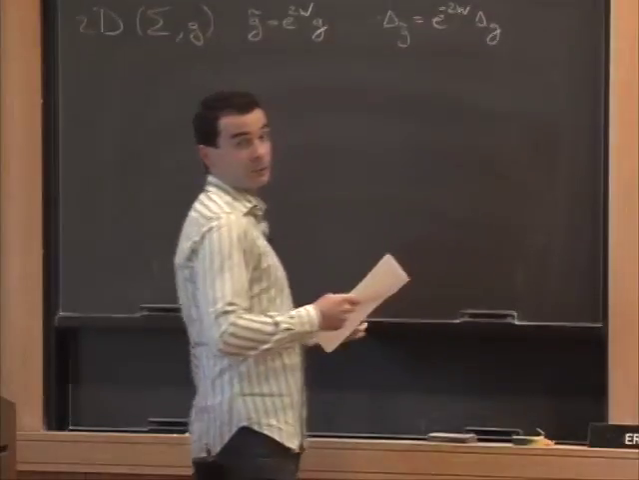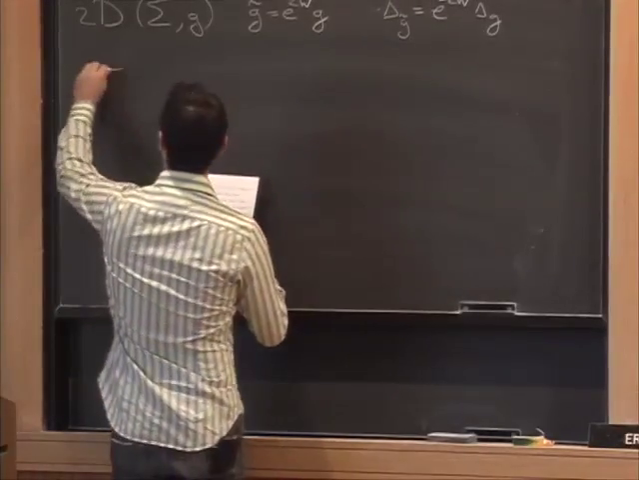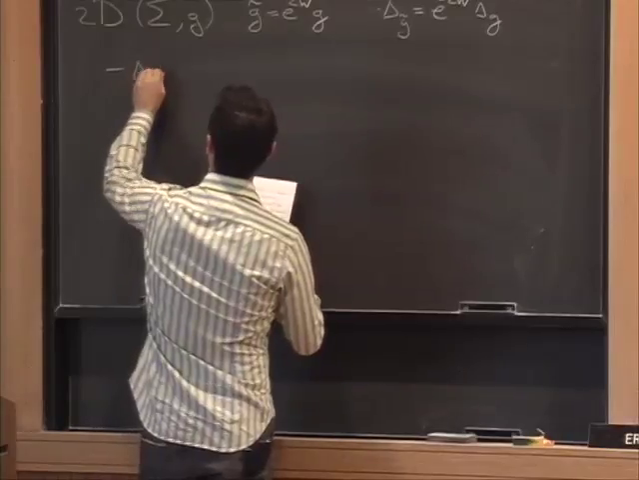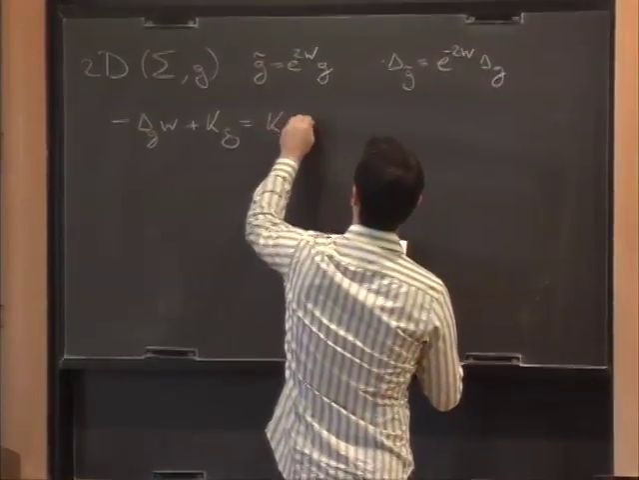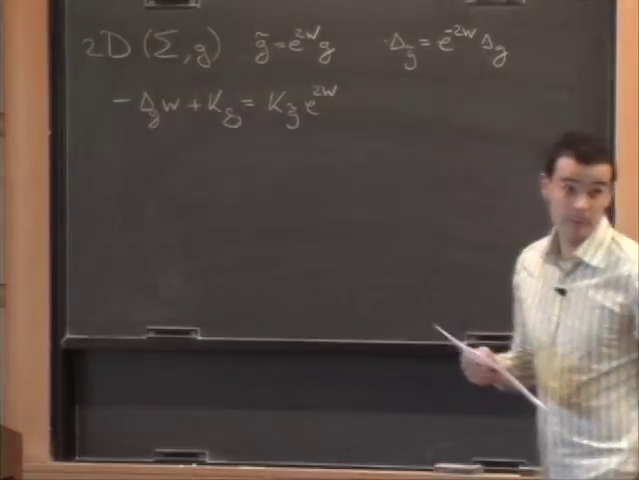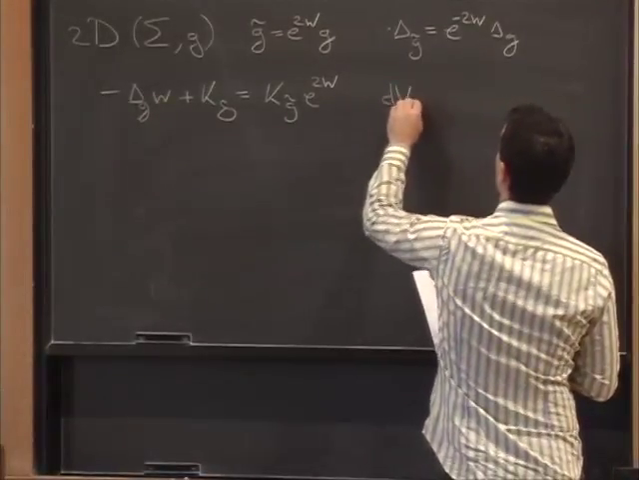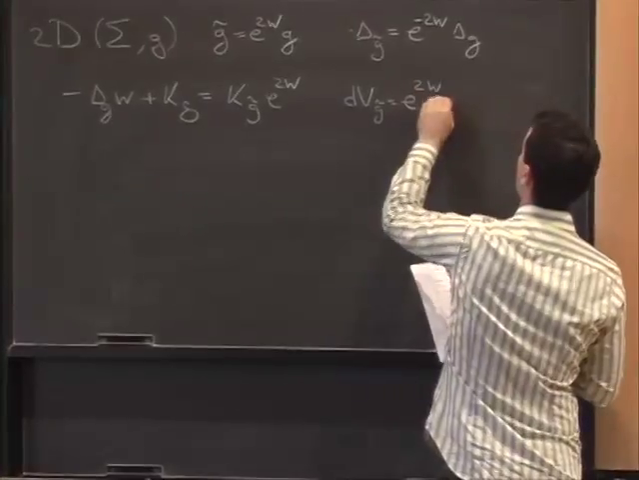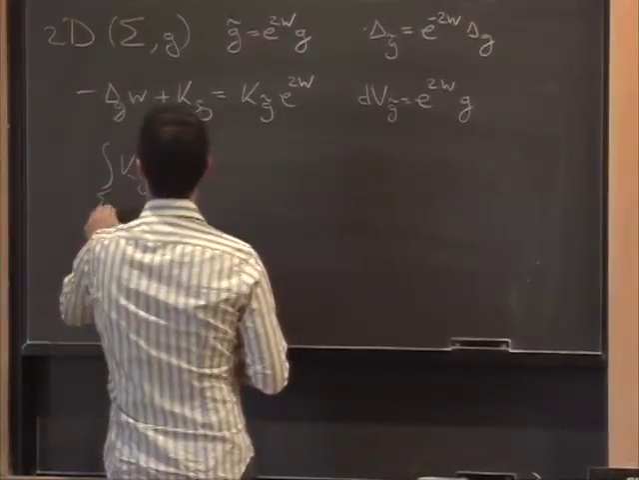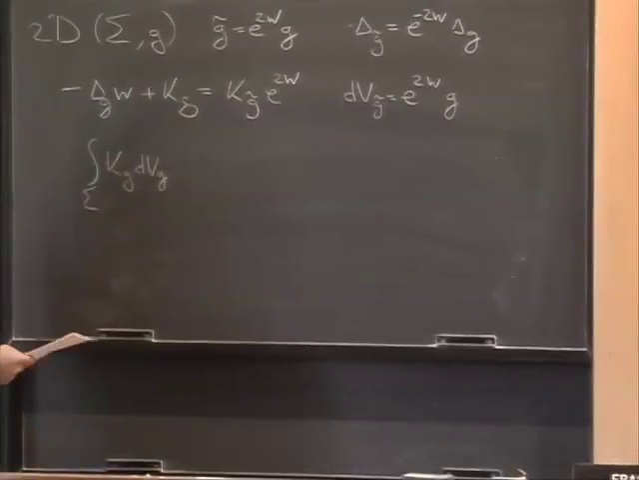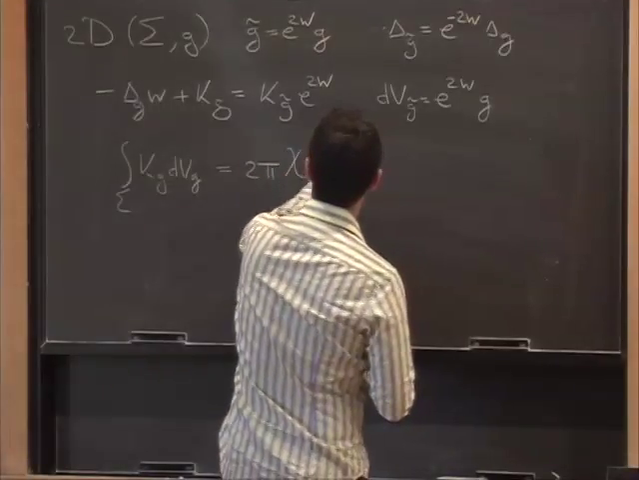And we also have a nice transformation law for the Gauss curvature. So if Kg is the Gauss curvature of sigma, g, then we have this equation: minus delta g w plus Kg equals K g tilde times e to the 2w. So very simple formula. In particular, if you integrate the Gauss curvature, so also recall that dV g tilde is e to the 2w times dVg, then the integral of Kg dVg over sigma, if sigma is compact, is a conformal invariant, and in fact by the Gauss-Bonnet theorem, this is nothing but 2 pi times the Euler characteristic of sigma.